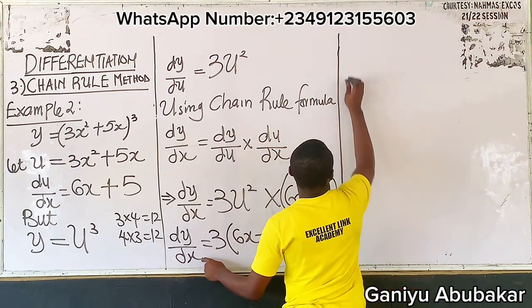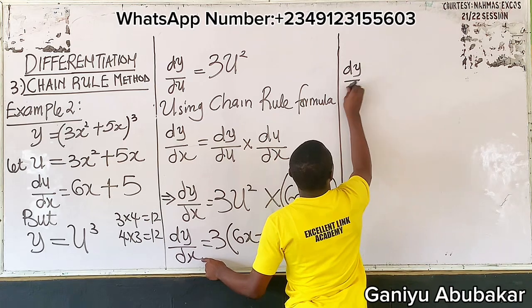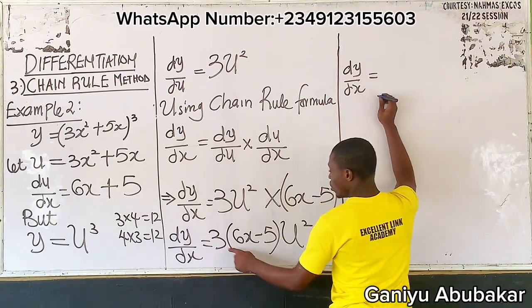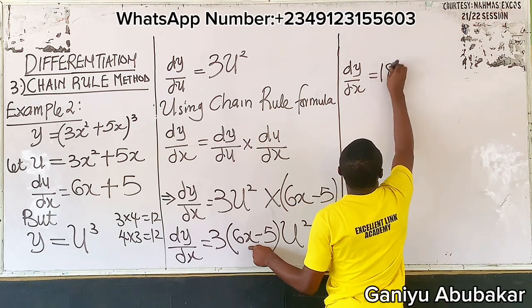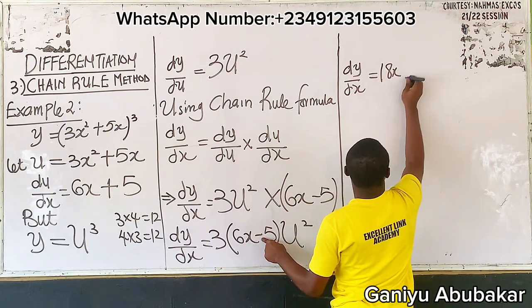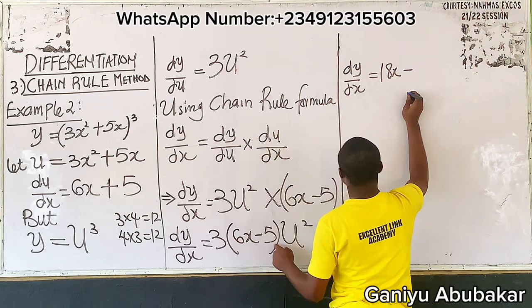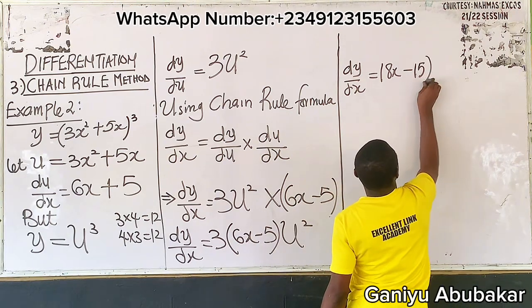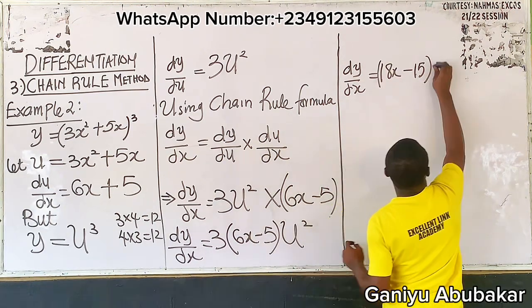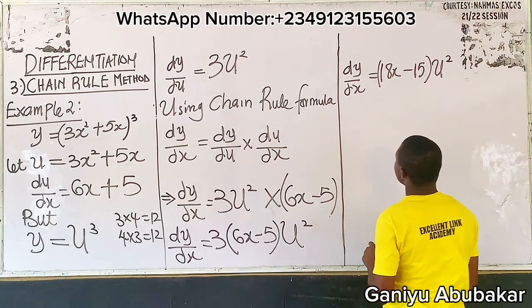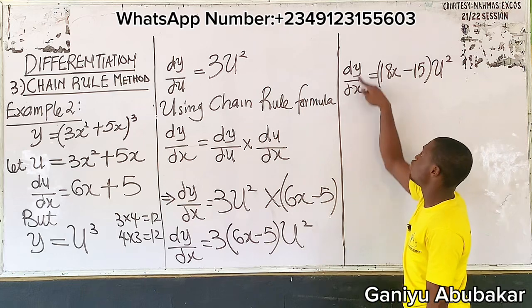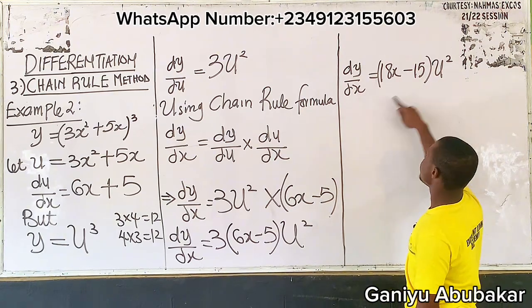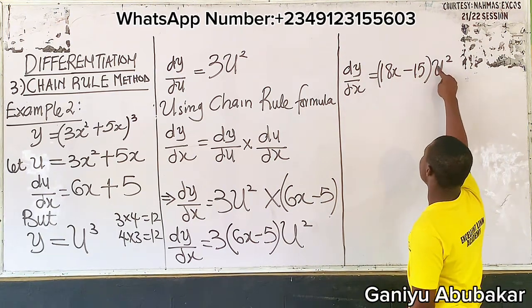So dy/dx is equal to, this is 3 times this, 18x, plus 3 times 5, which is of course 15. Next I have u squared. I'm having dy/dx, not dy/du. If it was dy/du, I can leave u here. But I want dy/dx. So this u must go back to x.